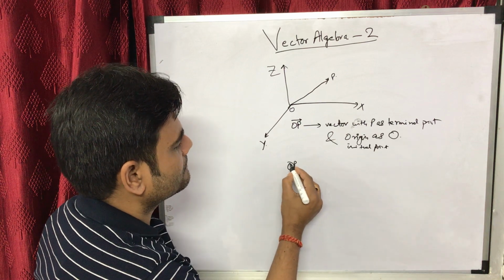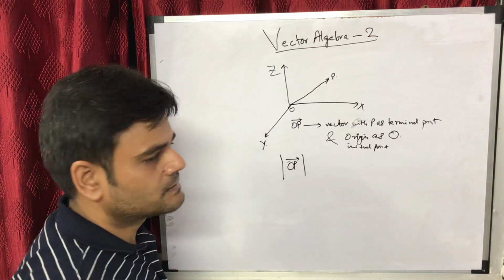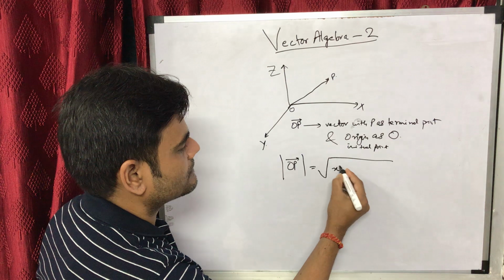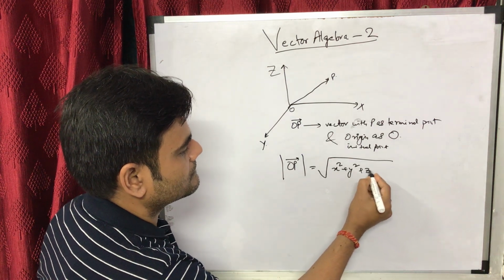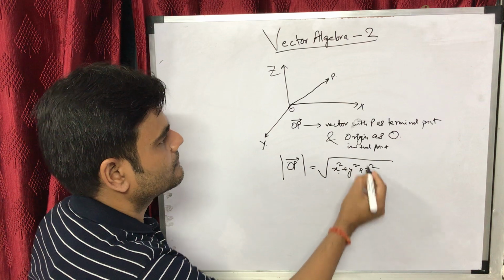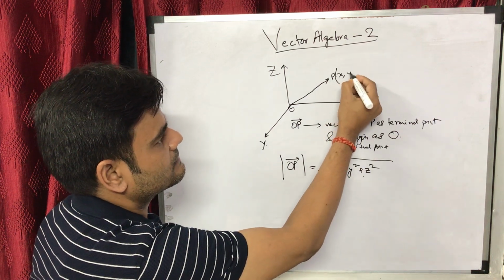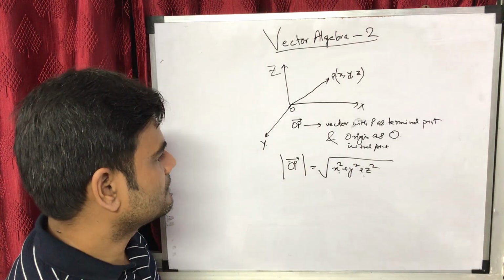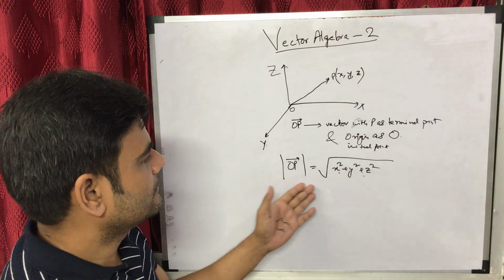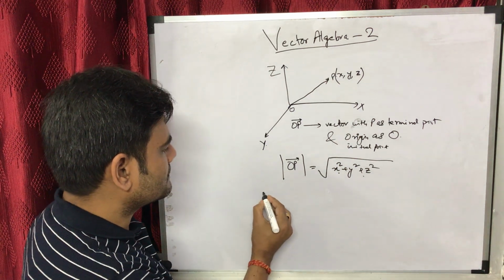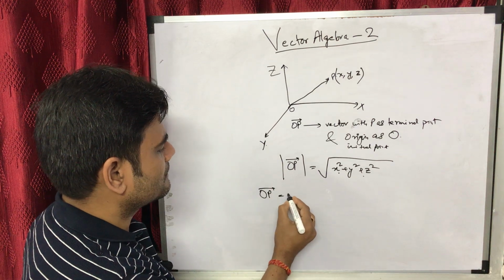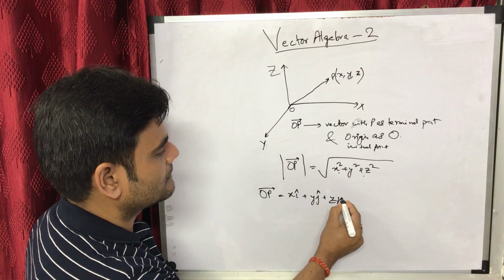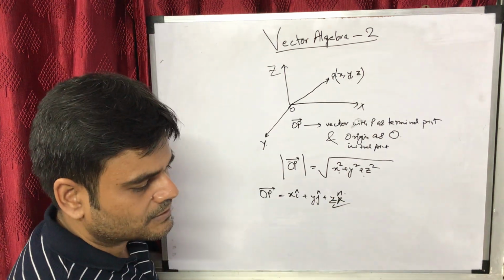The magnitude is just a quantity. It's given by root over of x square plus y square plus z square. Now what is x, y, z here? It is the coordinates with respect to x axis, y axis and z axis. This is one way of writing this. Any vector, OP vector, can be written as x i cap plus y j cap plus z k cap. This you must be knowing.